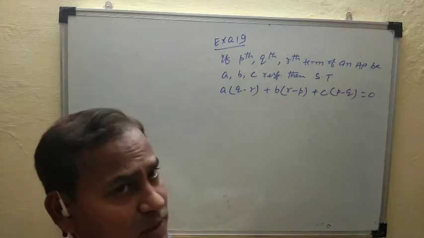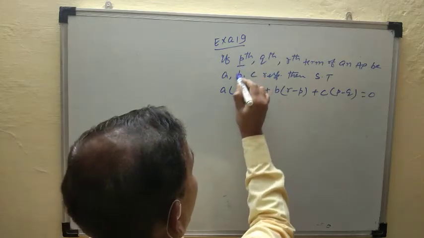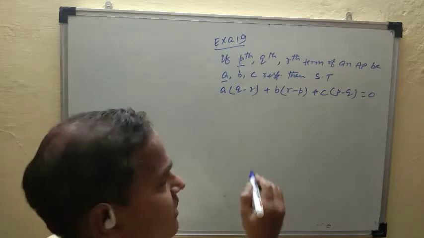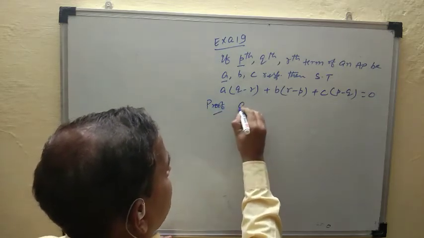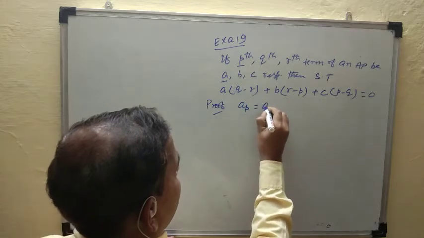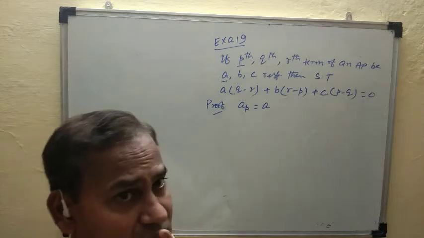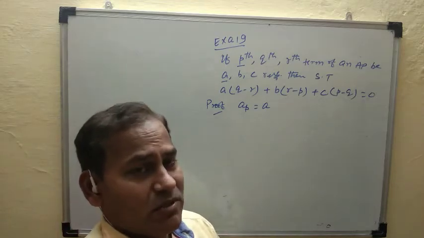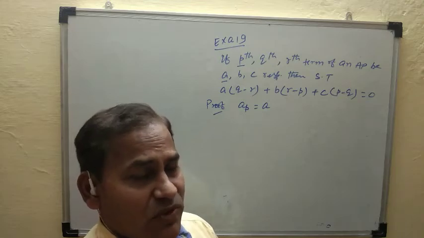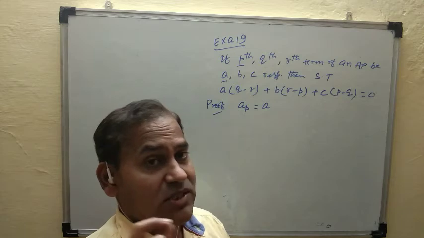Prove that. That is, given the pth term of the AP is a. Proof. That is, the pth term of the AP is equal to a. So here a is the pth term, a is not the first term. So we suppose the first term is equal to capital A, because small a is the pth term.